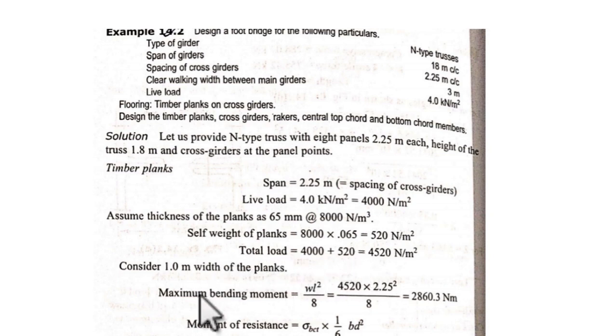So let us consider 1 meter width of the plank. Maximum bending moment will be WL square by 8 for UDL. W is this value 4520, and L is the spacing between the cross girders, 2.25, divided by 8. This gives us a value of 2860.3 Newton meter. Now moment of resistance is sigma into Z. What is Z? Z is 1 by 6 b t square, the section modulus. Section modulus into the bending stress will give you the bending moment or moment of resistance.